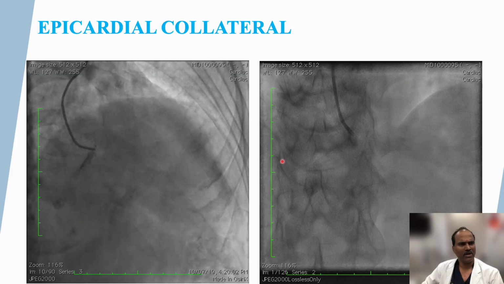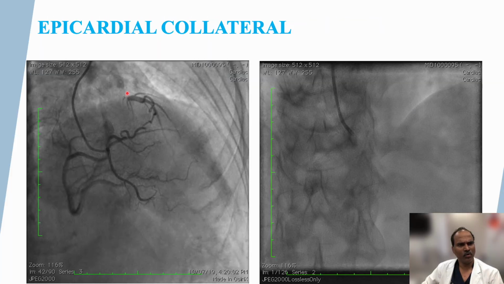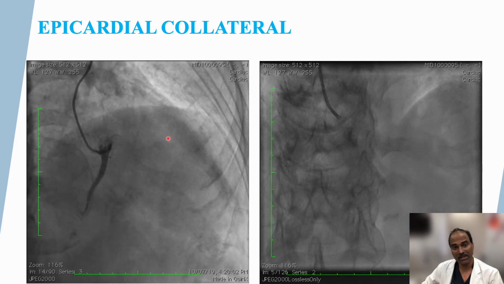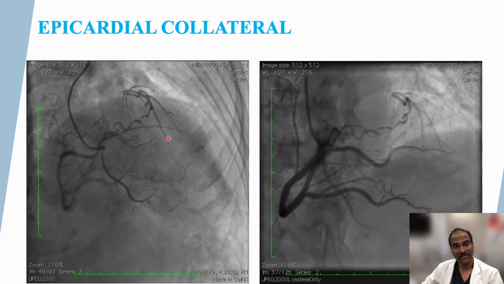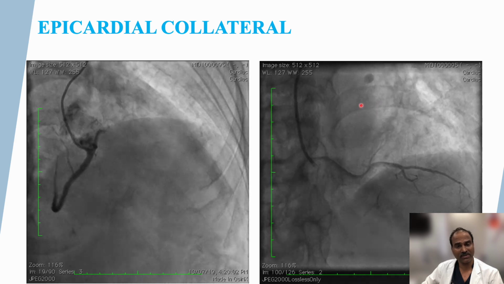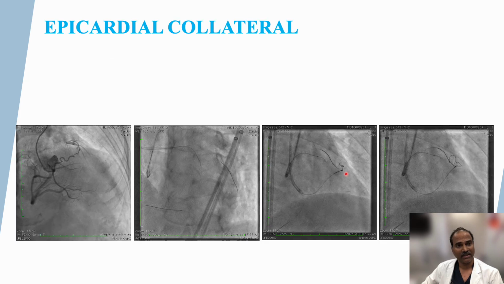So in epicardial collateral, you can see here a lot of loops. That tortuosity is the biggest problem in epicardial collateral. But if the size is good, that is enough. Tortuosity doesn't matter because the technology of wires is so evolved nowadays.